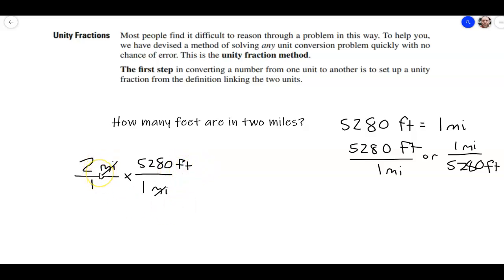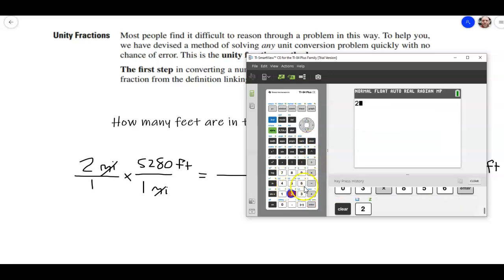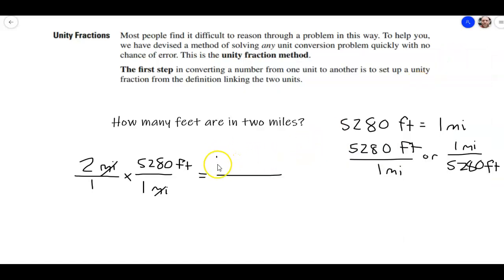Remember, we can only cancel them out when one is on the top and one is on the bottom. And once I do that, now that I'm in feet, and that's what I want, I can write my final answer. We're going to multiply the tops across, so that's 2 times 5,280 feet. And 2 times 5,280 is 10,560, so that's going to be 10,560 feet all over 1 times 1, which is 1.